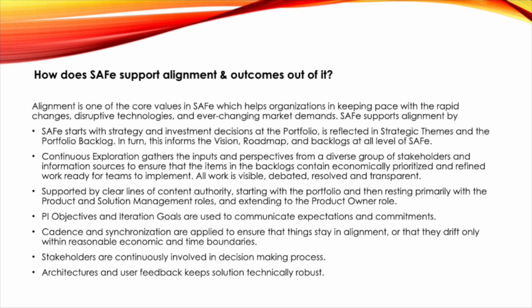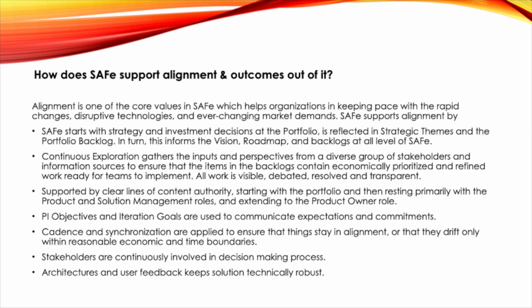How does SAFe support alignment and outcomes out of it? Alignment is one of the core values in SAFe which helps organizations in keeping pace with the rapid changes, disruptive technologies, and ever-changing market demands. SAFe supports alignment by: SAFe starts with strategy and investment decisions at the portfolio, is reflected in strategic themes and the portfolio backlog. In turn, this informs the vision, roadmap, and backlogs at all levels of SAFe.